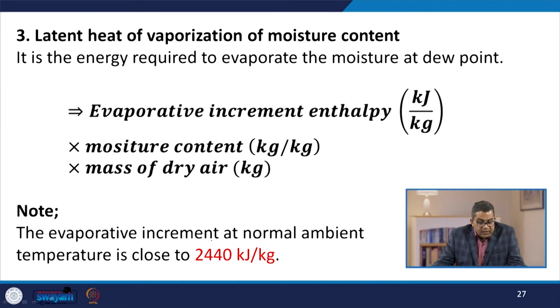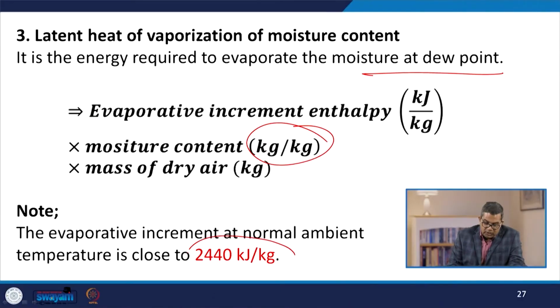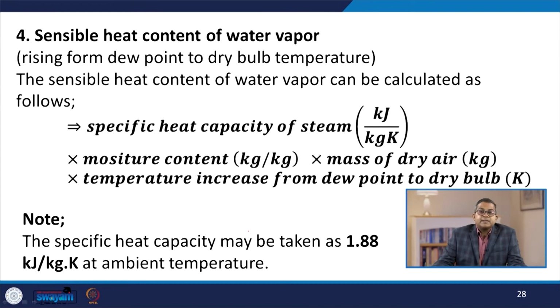Now, let us talk about the latent heat of vaporization of moisture content. It is the energy required to evaporate the moisture at dew point. So, the evaporative increment enthalpy, having the unit kilojoule per kilogram, into moisture content in kilogram over kilogram, into mass of dry air in kilogram. At normal ambient temperature, this evaporative increment is close to 2440 kilojoule per kilogram.